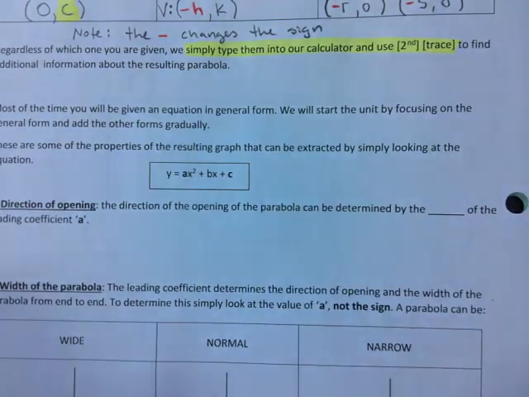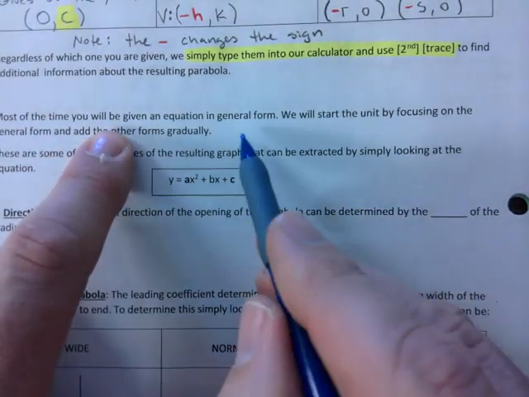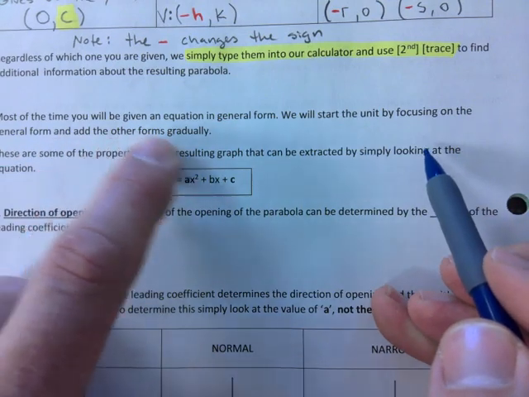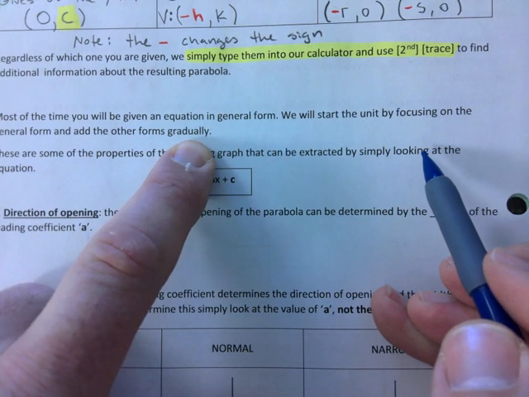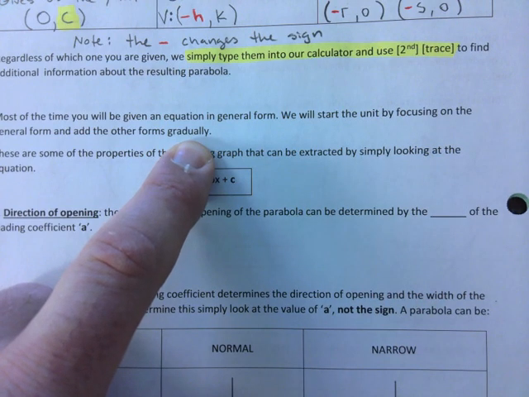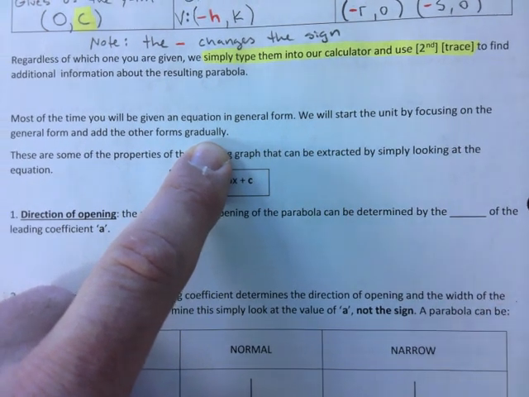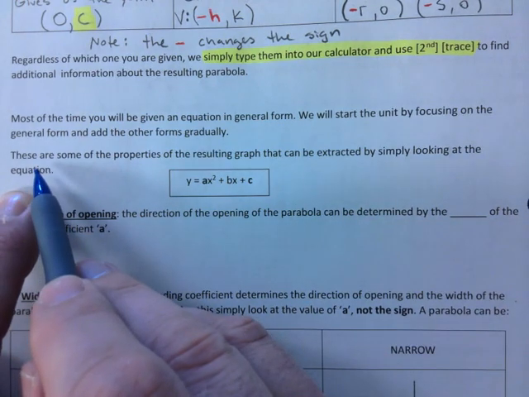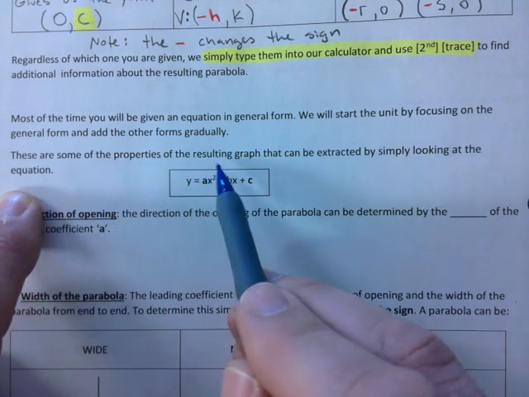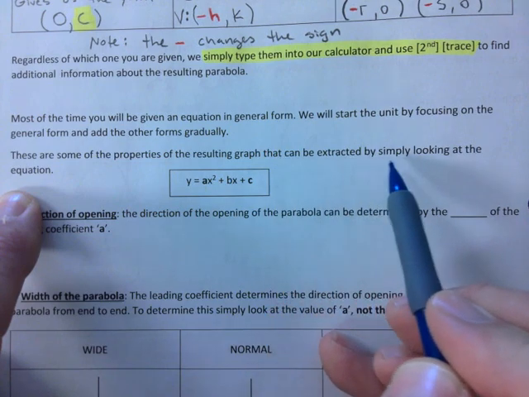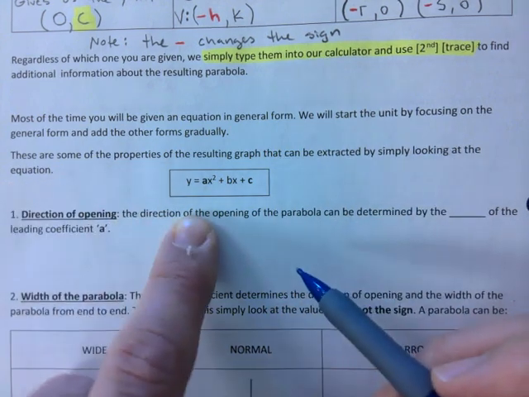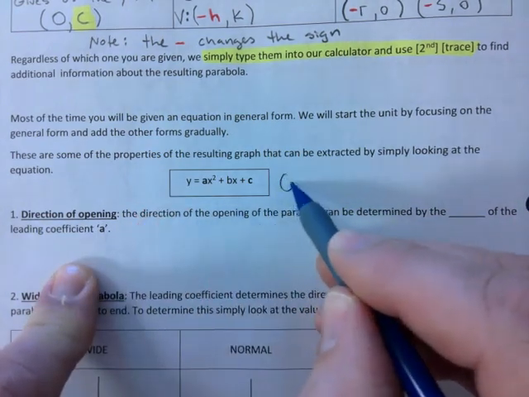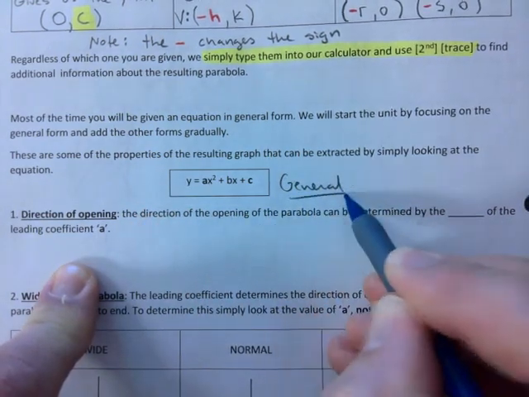Most of the time you'll be given an equation in general form. We'll start the unit focusing on the general and then we'll add the other forms gradually. However, I can give them to you right off the bat, right as I do general, and you just type it into your calculator and do everything that I'm about to show you. There are some properties of the resulting graph that can be extracted by simply looking at the equation. So if this is the general form, remember.